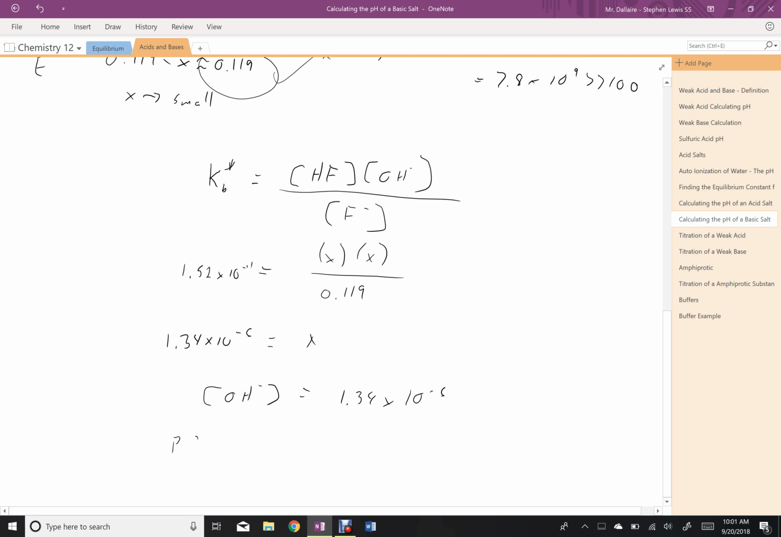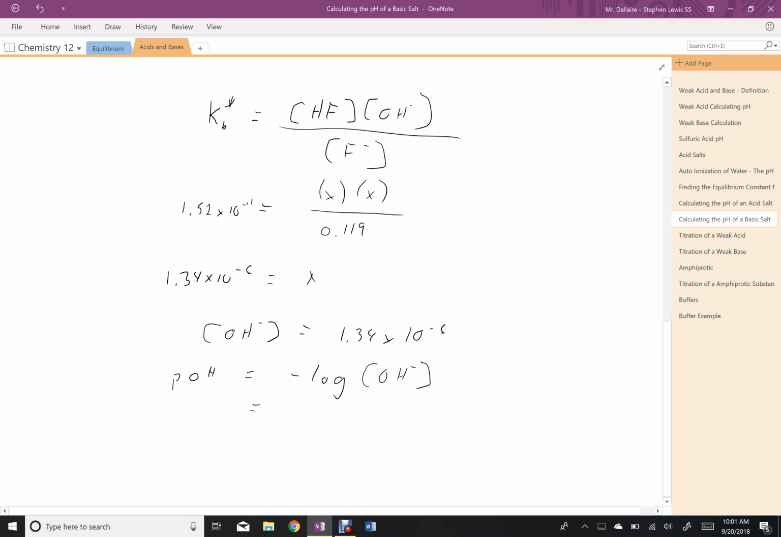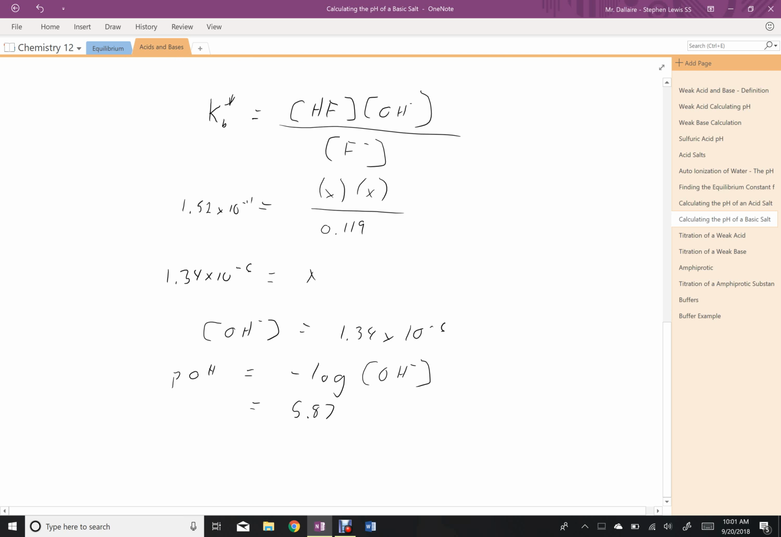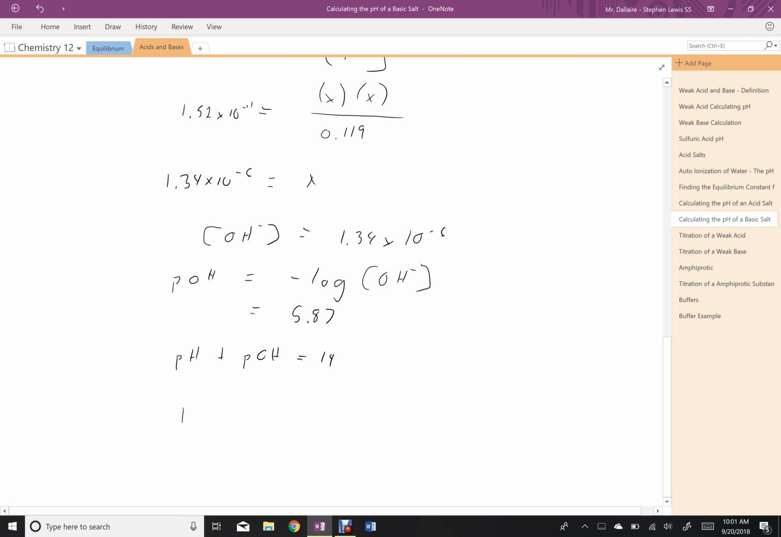So I can find my pOH for this solution, and then use my relationship between pH and pOH to come up with the pH. So I got negative 5.87, or 5.87 here. And so I can recognize that my pH plus my pOH has to add to 14. So if I have a pOH of 5.87, my pH must be 8.13.